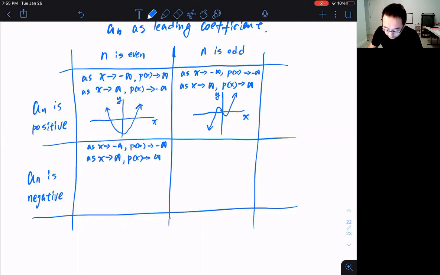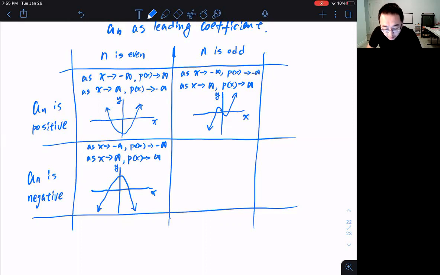But because this is an even n, the highest power on your x term is even, so it's going to be symmetric around your y-axis. So it'll be something like this.